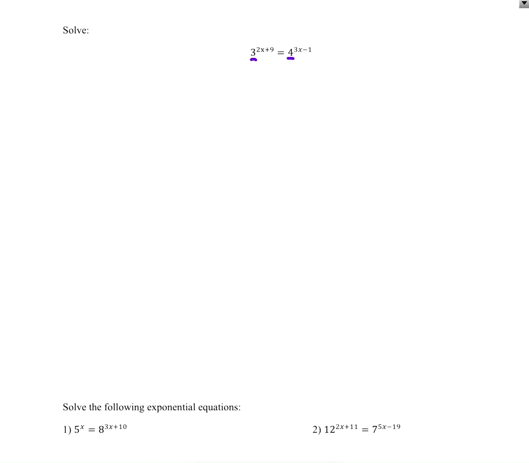So we logged both sides. So when you log both sides, let's do that first. So it'll be log of 3^(2x+9) equals log of 4^(3x-1).